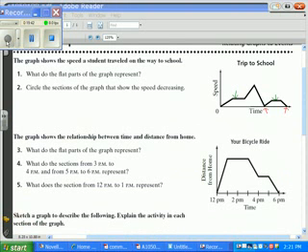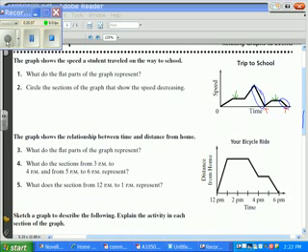Shelby, where am I slowing down? Where's my speed decreasing? Good. So I'm decreasing in 2 places. And notice when I'm decreasing to a stop, my speed is going to 0. Does that make sense?